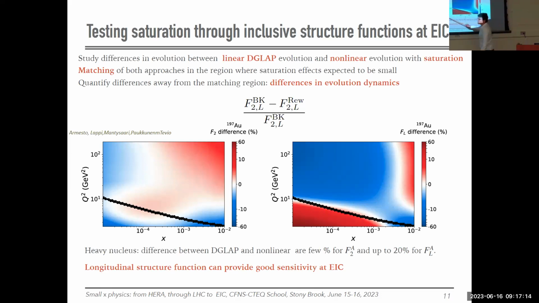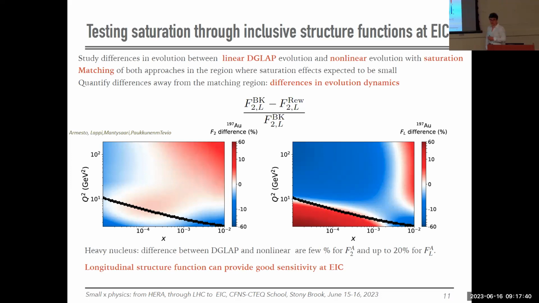Okay, so this is again F2 and FL, right? And you see that for FL, these differences are bigger. So for the heavy nucleus, the difference between DGLAP and nonlinear is maybe a few percent for F2. So that is quite small. However, they're up to 20% for FL.